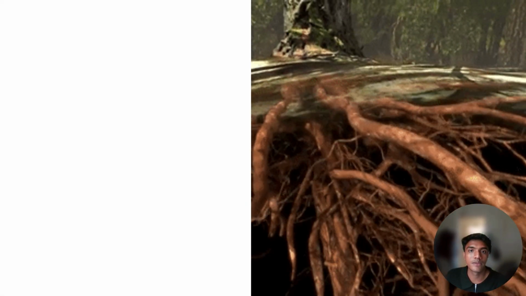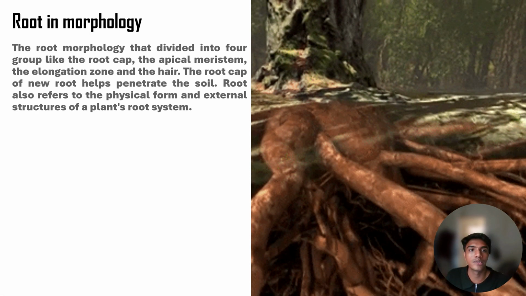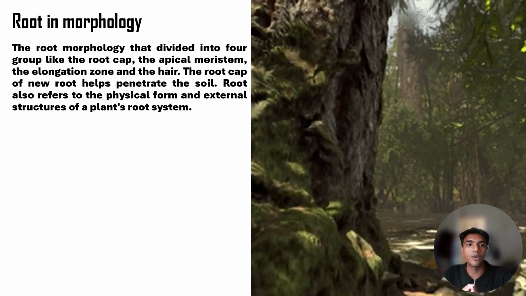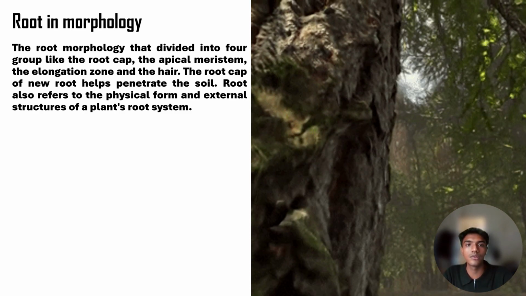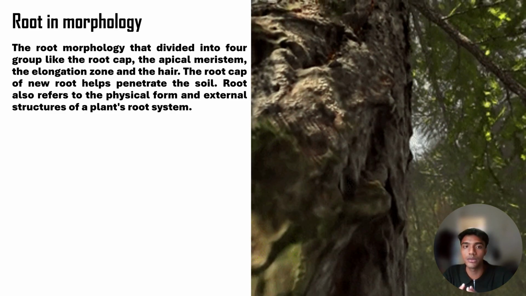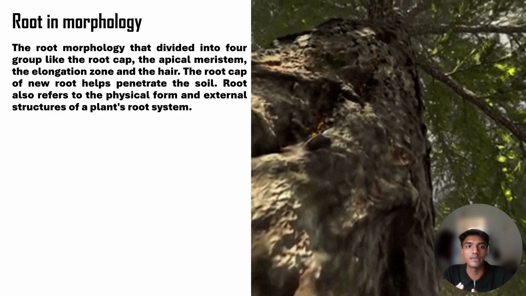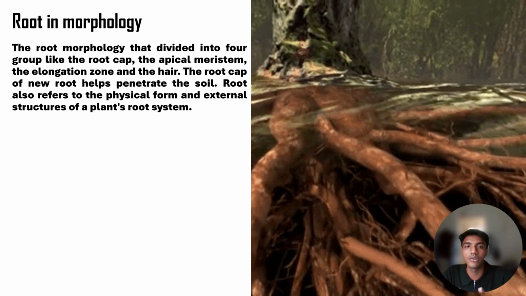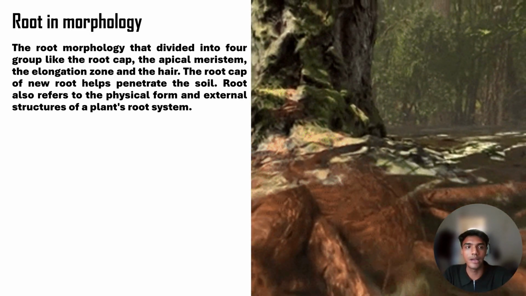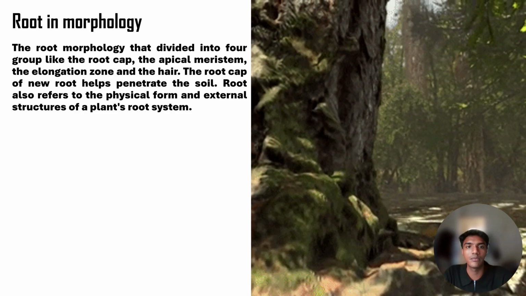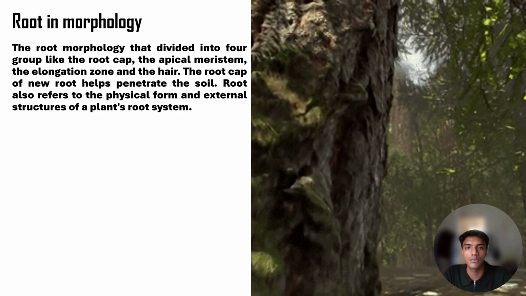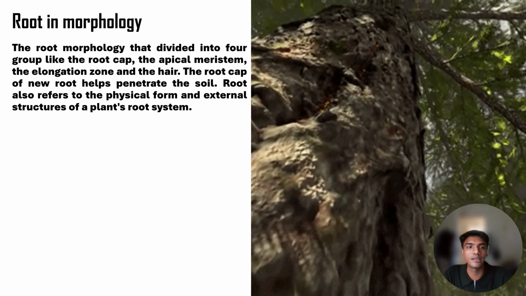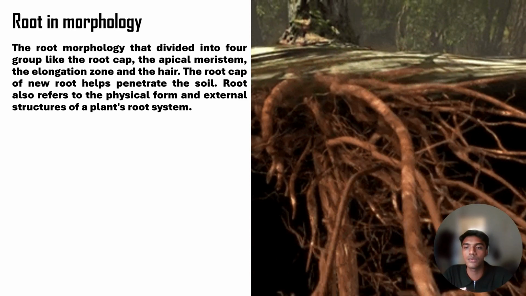Okay, the first one, root in morphology. Root morphology can be divided into four groups. The first group, we have the root cap. The second, we have the apical meristem. The third, we have the elongation zone. And the fourth, we have hair. The root cap of a new root helps penetrate the soil. Root also refers to the physical form and external structure of a plant's root system.